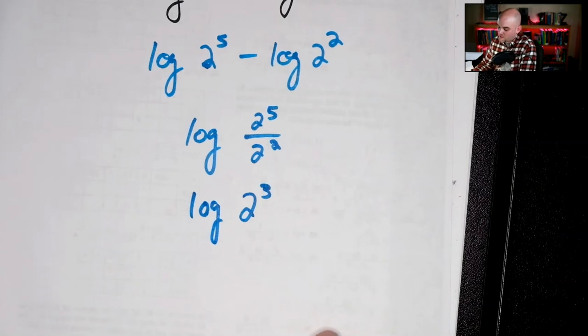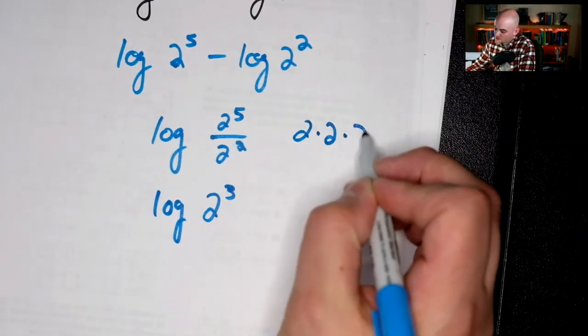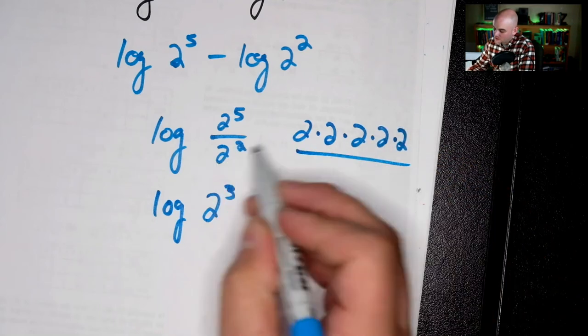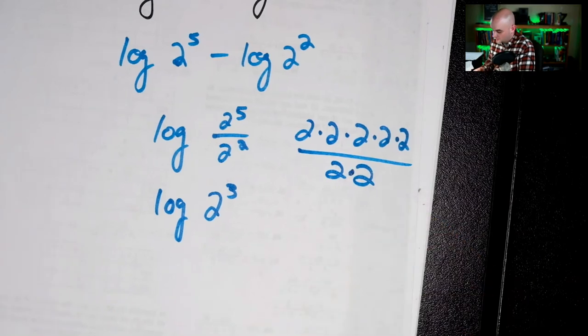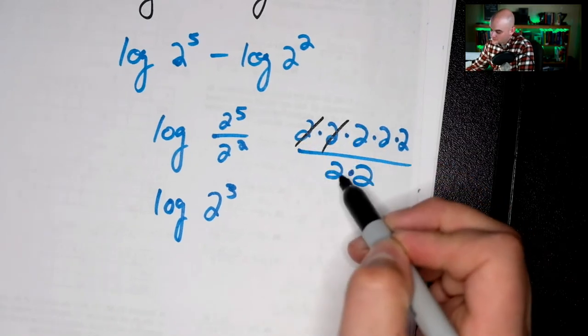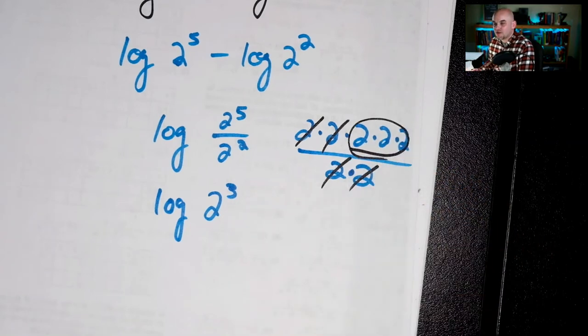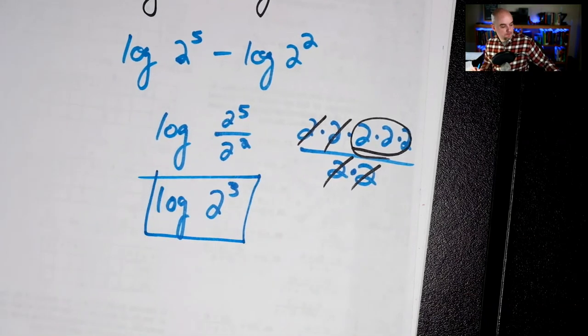Just a side note, if you're wondering, like, how does that work out? Remember, 2 to the 5th is the same thing as 2 written down 5 times and multiplied. And 2 squared is the same thing as 2 written down twice and multiplied. So these two right here cancel out these two, and you're left with 2 cubed. That's how that works. So this is log base 10 of 2 cubed. That's number 10.